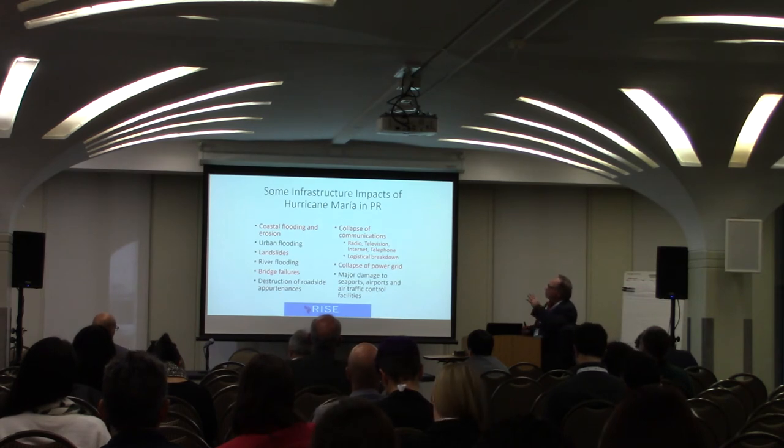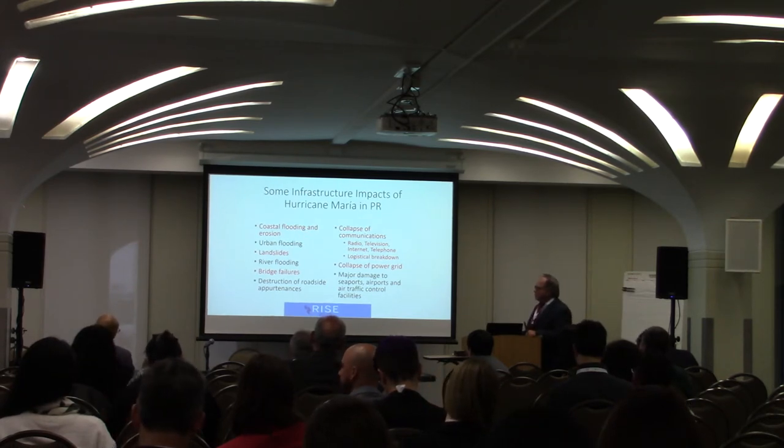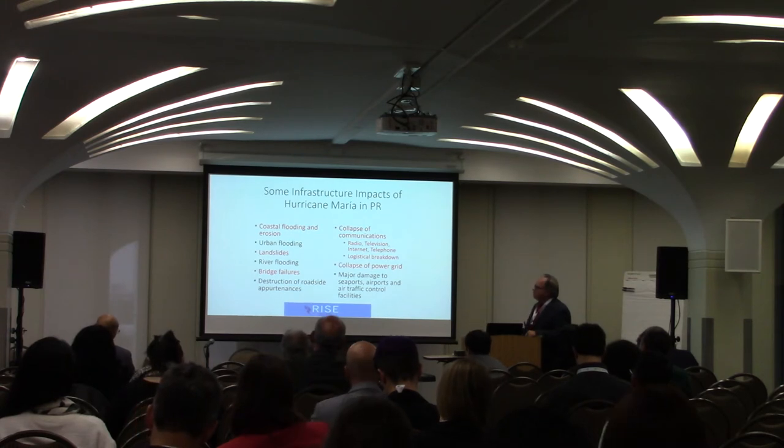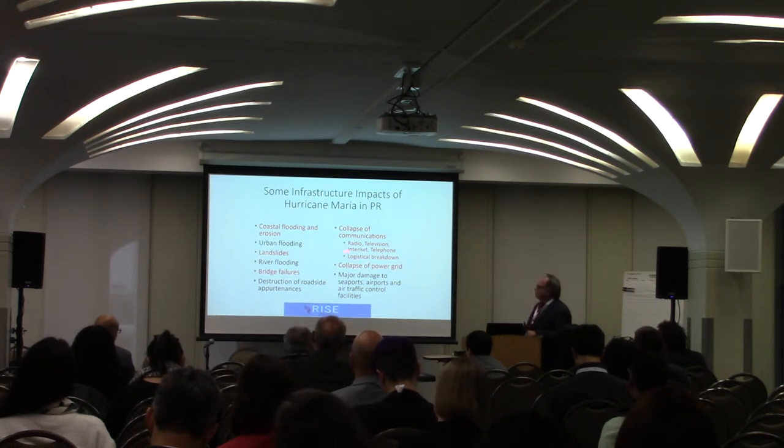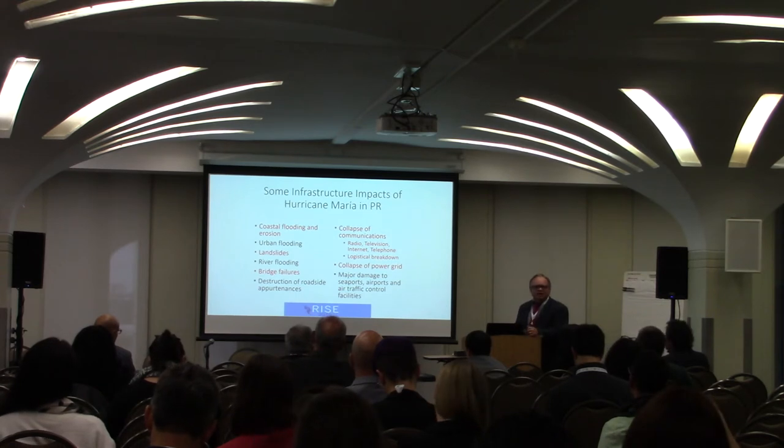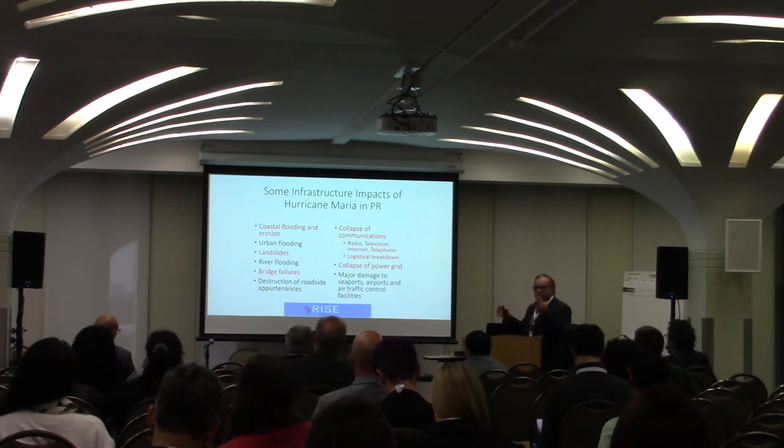So I can mention some of the infrastructure impacts. I won't go into all of them, but I will mention a bit about coastal flooding, landslides, bridge failures, and just mention communications and the power grid, mostly because of the logistical breakdown that was produced by this combination of failures.